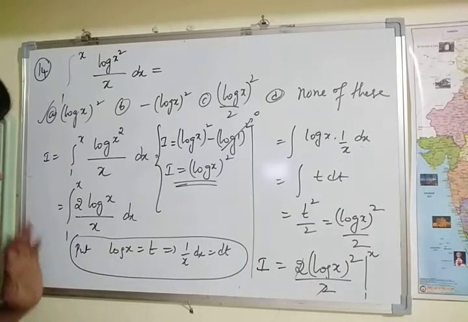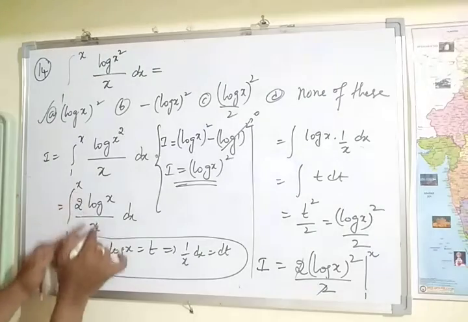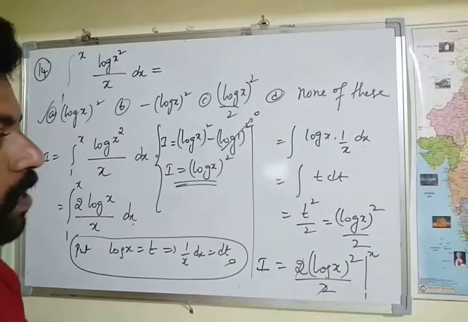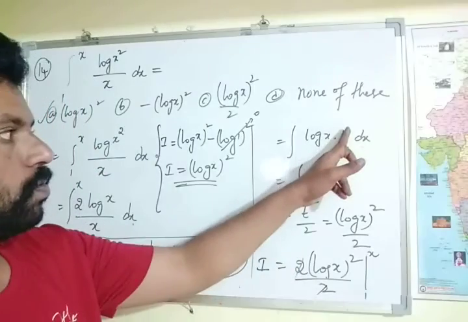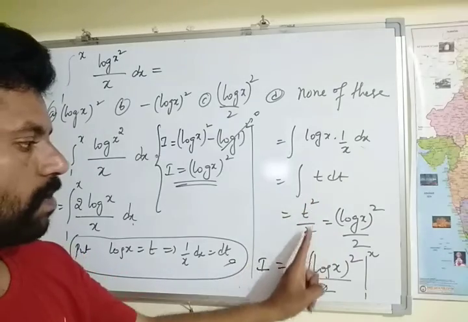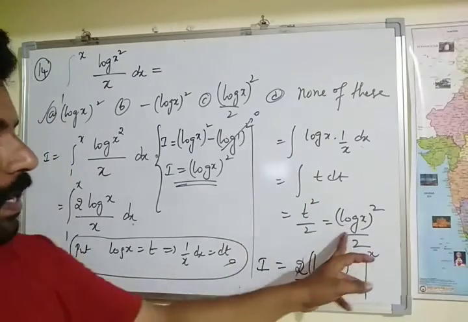Otherwise, using the substitution method, suppose we consider log x is t. The derivative gives 1 by x into dx is equal to dt. Now apply it in the indefinite integral. Log x into 1 by x dx can be written as t into dt. The integral of t is t square by 2. Then substitute t as log x, giving (log x) whole square divided by 2.